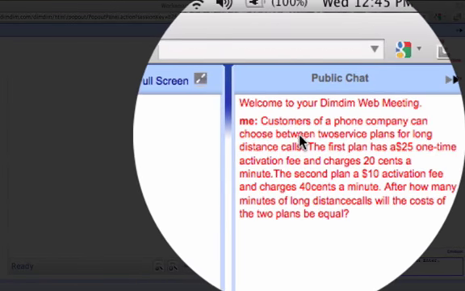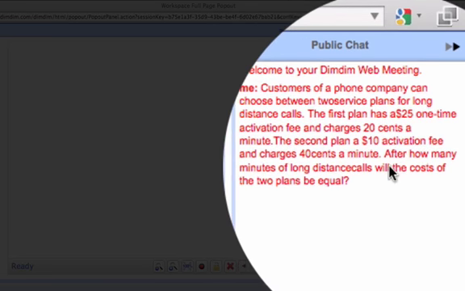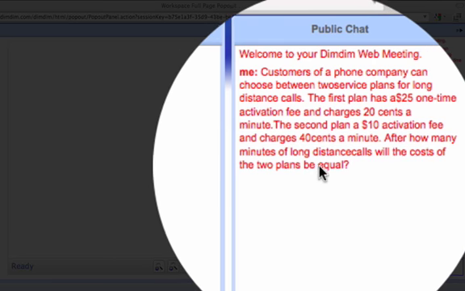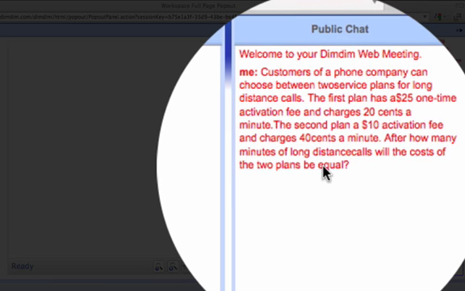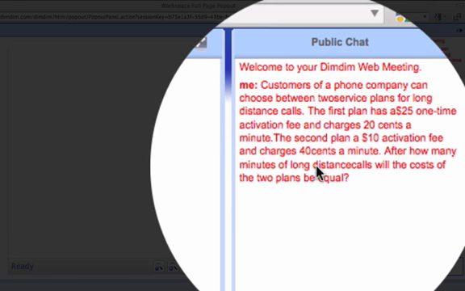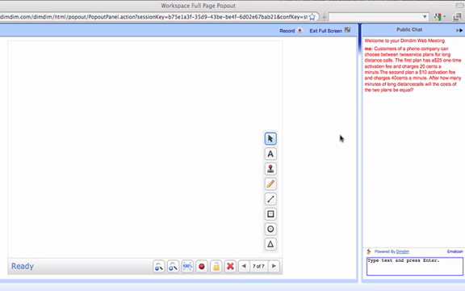When you have a problem like this where you have two phone plans and you want to find out when both of the costs of the phone plans will be equal, basically you're going to come up with equations for each phone plan and then set them equal to each other. Okay, so here you're going to have a constant cost and a cost that changes.